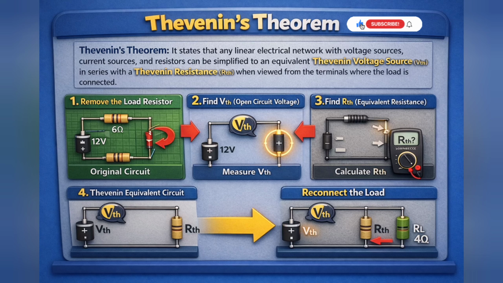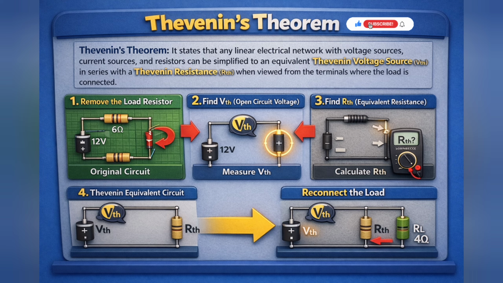Let's start the Thevenin's Theorem. It states that any linear electrical network with voltage sources, current sources, and resistors can be simplified to an equivalent Thevenin voltage source, V Thevenin, in series with a Thevenin resistance, R Thevenin.